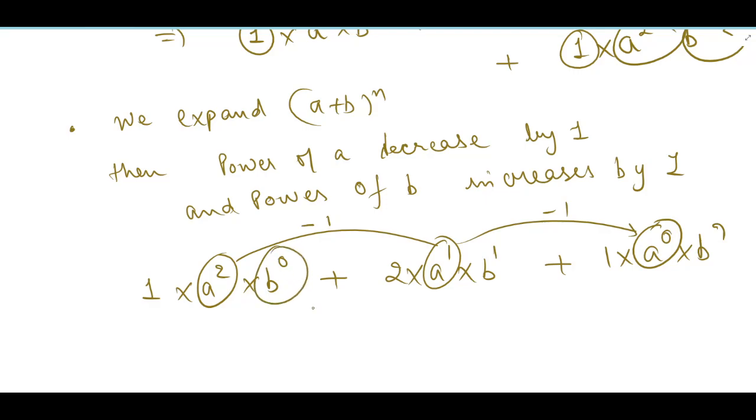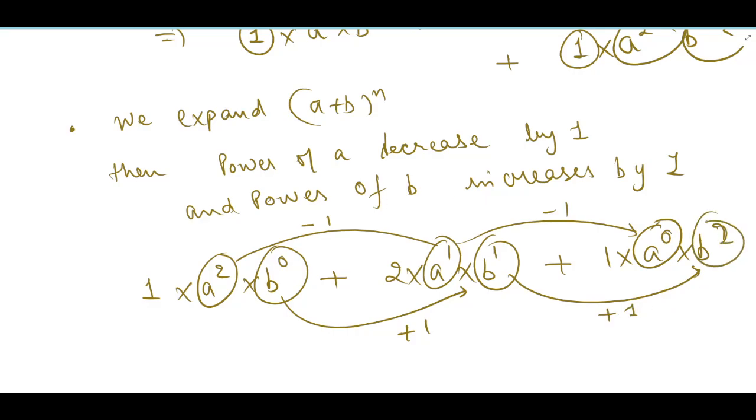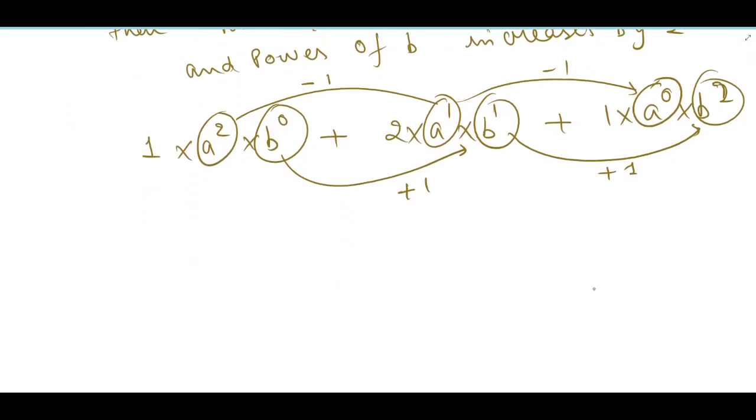And b has the lowest power at the starting point, and then it increases by plus 1, and then at the end point it has the highest power, which is 2. So this is how we write the expansion of any term a plus b to the power n by Pascal's triangle.